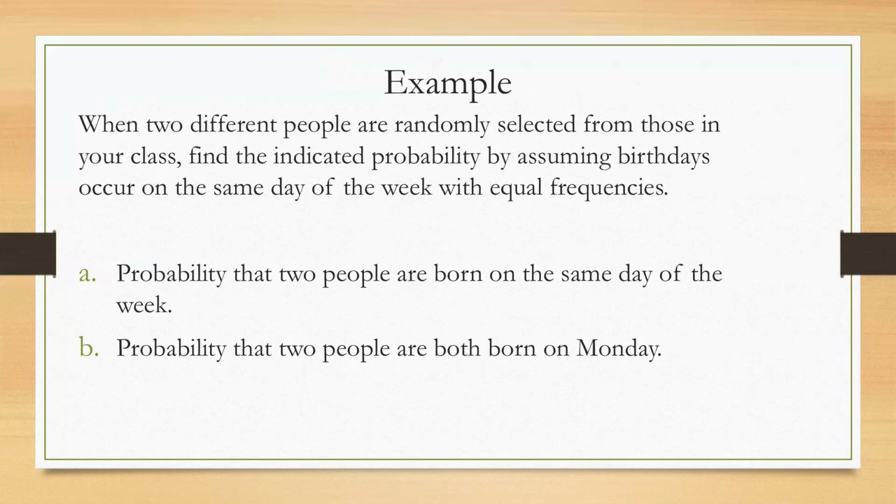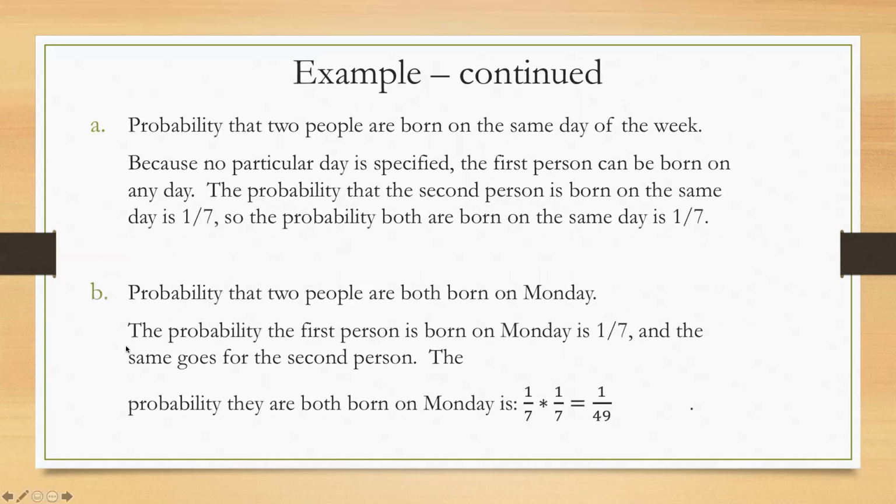So the first one is find the probability 2 people are born on the same day of the week. Does it matter what day the first person was born on? Think about it. When we pick the second person, does it matter what day the first person was born on? Yes, because that's how we figure out whether they're on the same day or not. But basically, we have a 1 in 7 chance of getting it correct. Now, if 2 people are both born on Monday, they both have 1/7 and 1/7, and we multiply it. In this case, because no particular day is specified, the first person can be born on any day, and then all you have to do is make sure the second person matches whatever day the first person was born on. So that's how you get 1/7.